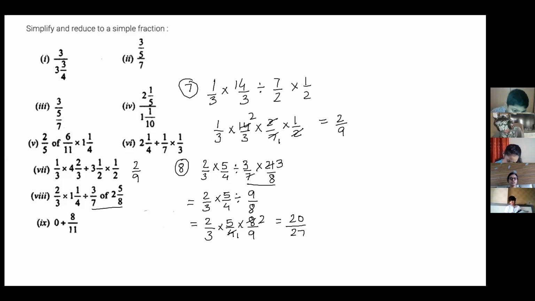So can we move to the next now? Wait, ma'am. Ma'am, but it is 0 plus, no? Divided, it is divided. We are not doing addition and subtraction, we are doing division only.